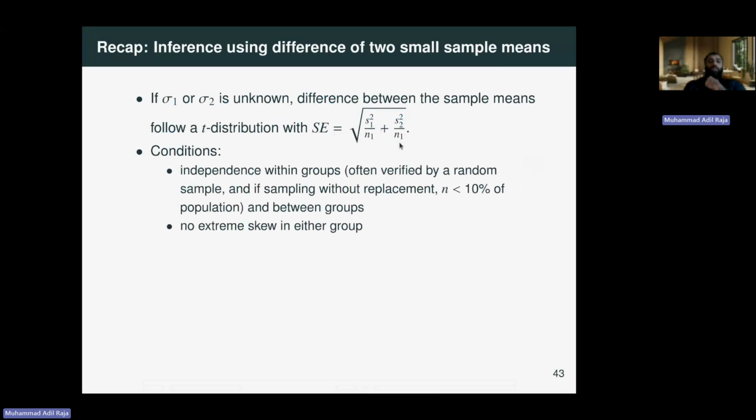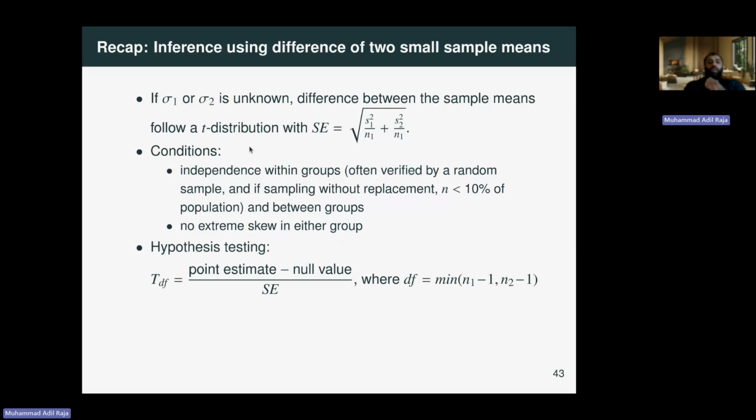Okay, so we have these conditions: independence within groups, often verified by random sampling, and if sampling without replacement, n is less than 10% of the population; and between groups, no extreme skew in either group, especially when the sample size is small. You will get a clearer idea when you read the book about this. So T_df is equal to the point estimate minus the null value divided by SE, where df is equal to min(n1 - 1, n2 - 1). So the degrees of freedom is the minimum of n1 minus 1 and n2 minus 1. Okay.